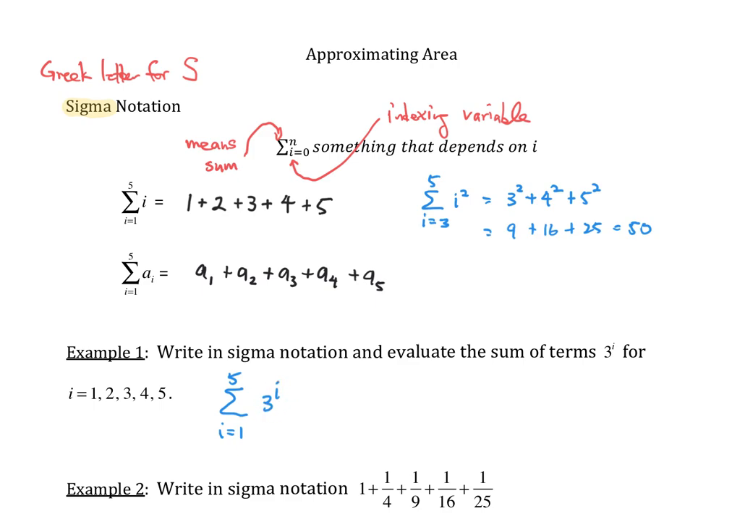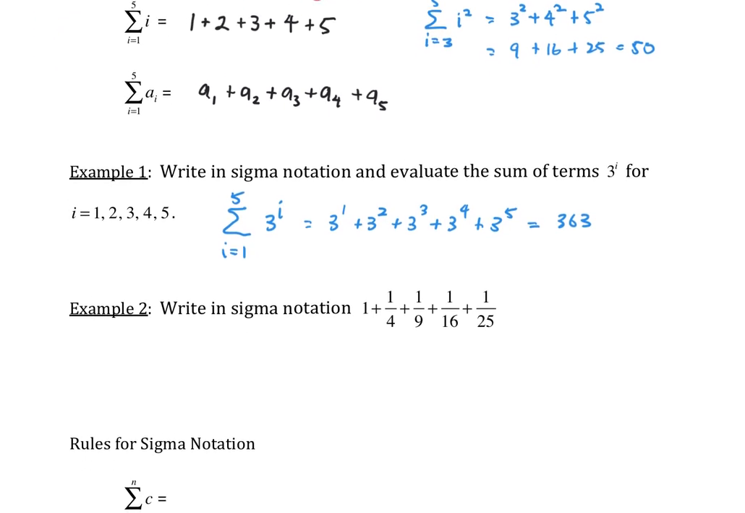And then when we want to find the sum, that's just going to be 3 to the first power plus 3 to the second power plus 3 to the third power plus 3 to the fourth power plus 3 to the fifth power. And you can calculate that using your calculator, and you're going to get a number. I think you get 363. Okay. Let's take a look at example 2.